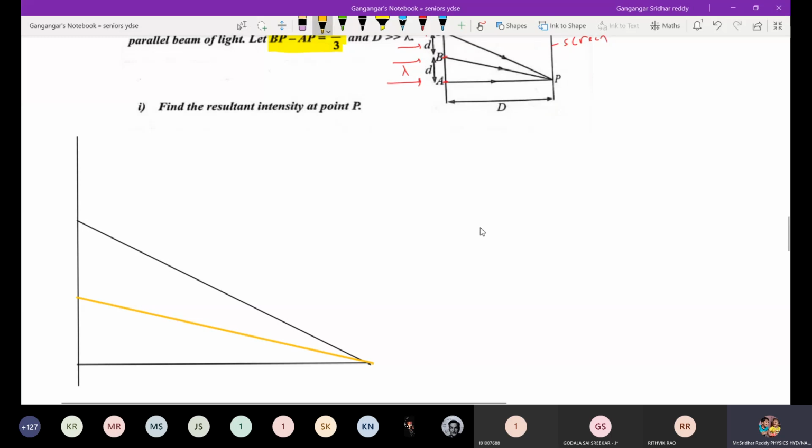Okay, let me proceed here. So I assumed here now, there's a point A, or slit A, better you call it. This is slit A. There's a slit B. I'll come to slit C later on. Slit C is somewhere here. There's a distance D, and this is the screen.